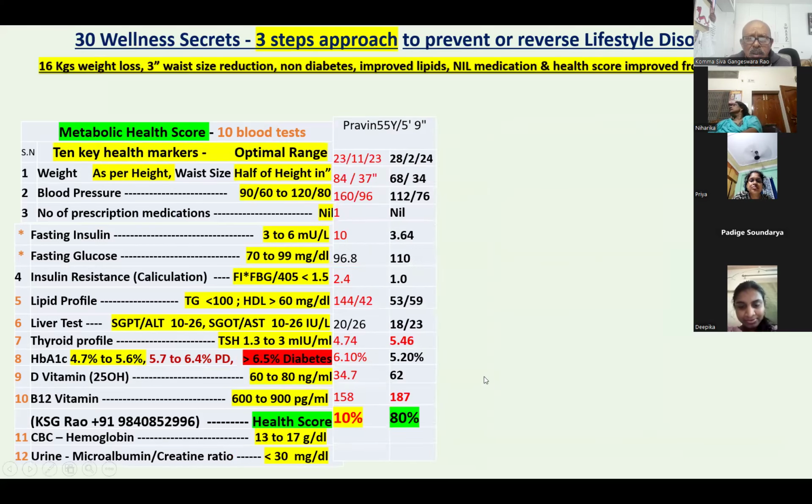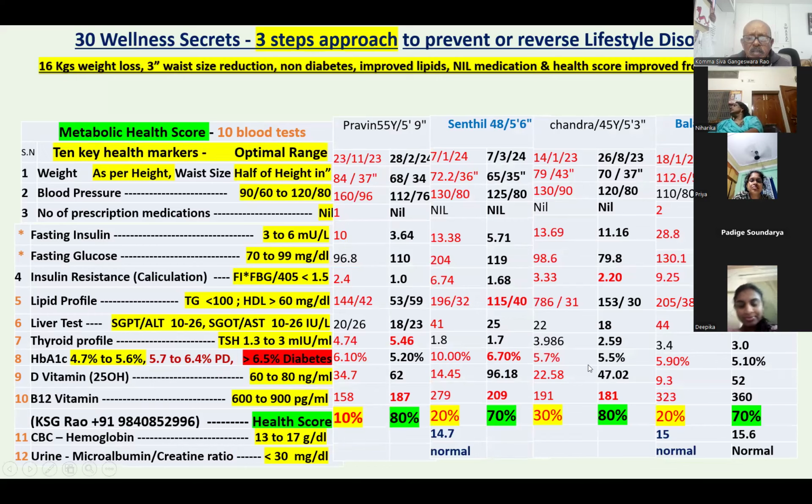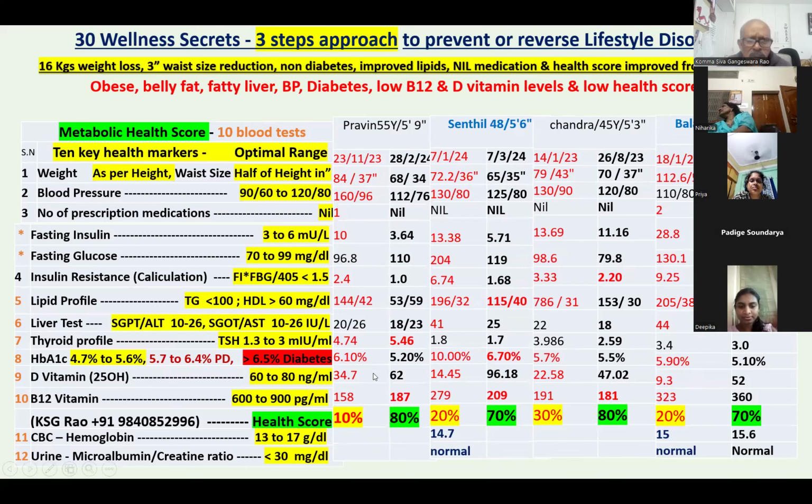Now, look at this gentleman, how they have improved. Look at these 4 people, from 10% to 80%. What is 10%? Remember, friend, that means he has 9 health issues. What are the health issues this gentleman had? Can you see all this? Yes, we are able to see.